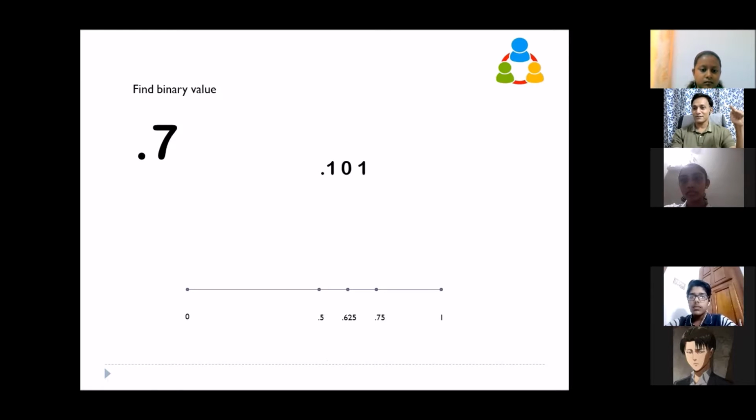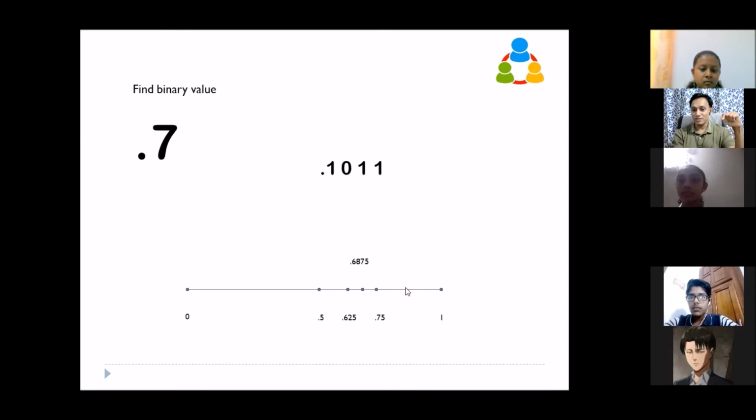Now we want to add further accuracy: 1 by 16, the fourth point. So we divide the whole piece into 16 pieces. This value is 0.6875. If the fourth decimal is 0, the value is between 0.625 and 0.6875. If it is 1, it is between 0.6875 and 0.75. The accuracy is brought to 1 divided by 16. So what is the fourth decimal? It is 1, because 0.7 is between 0.6875 and 0.75. Like this you can go on.